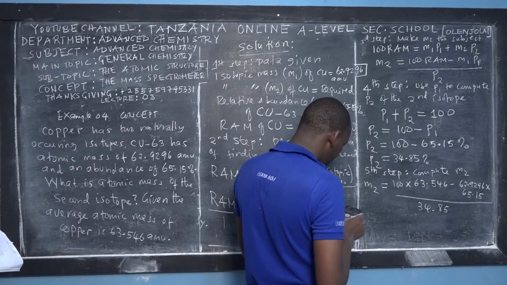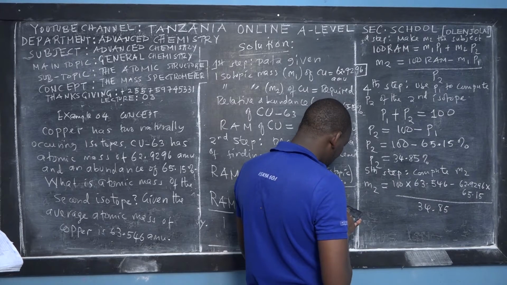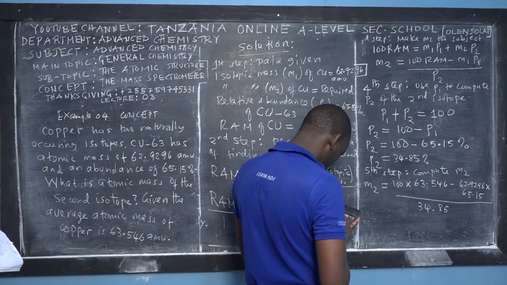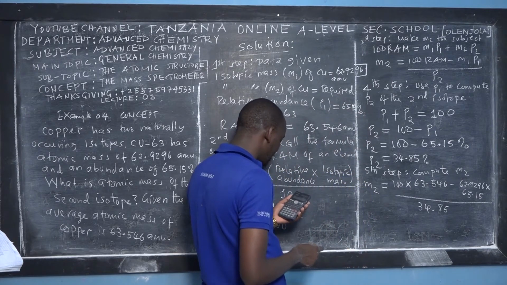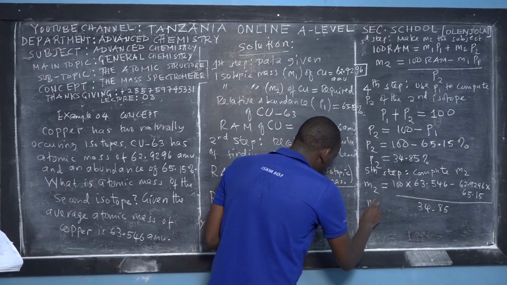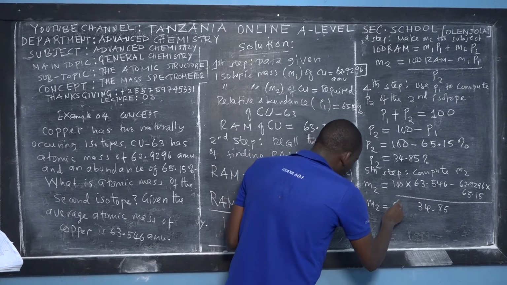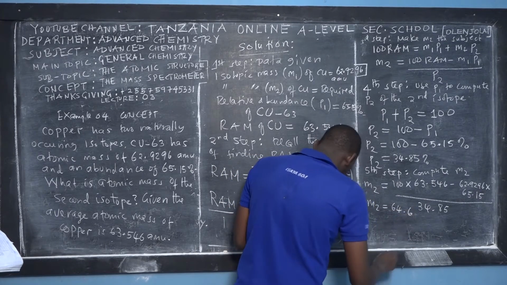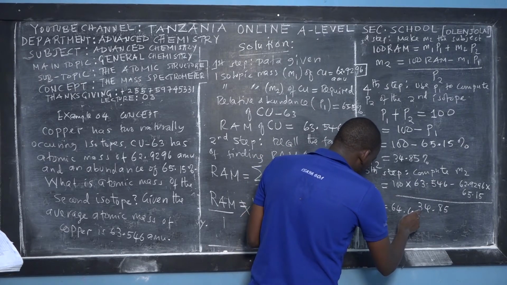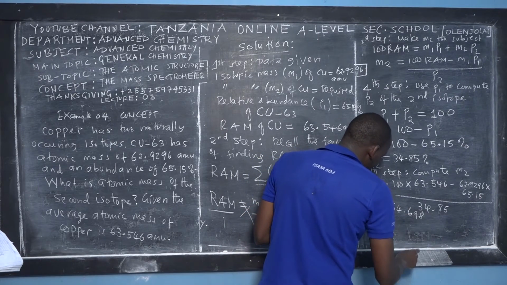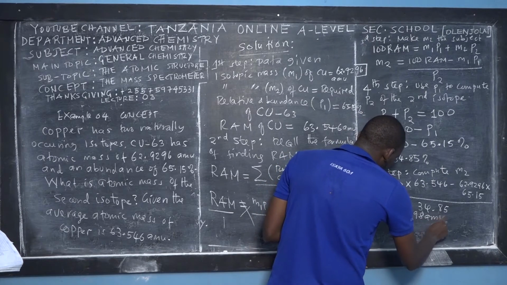65.215, okay, and then we take what that is 53.54.6 minus the response divided by 74.85. So the response is 60, so it means that mass 2 is equal to 64.6 in two decimal places, 0.698, okay, atomic mass unit.